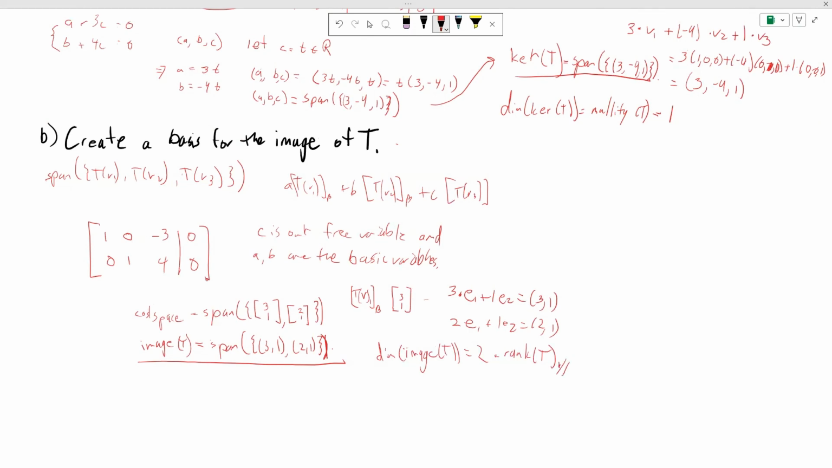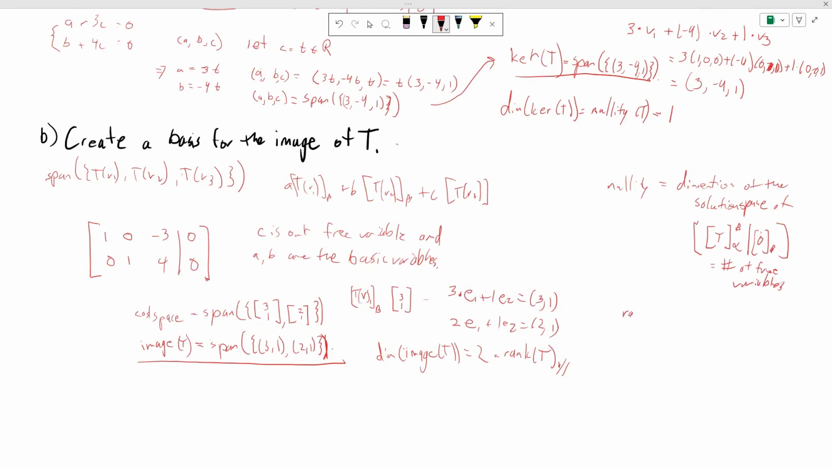Now, one thing to note, the nullity equals the dimension of the solution space of T alpha beta equals 0 beta, which is equal to the number of free variables.